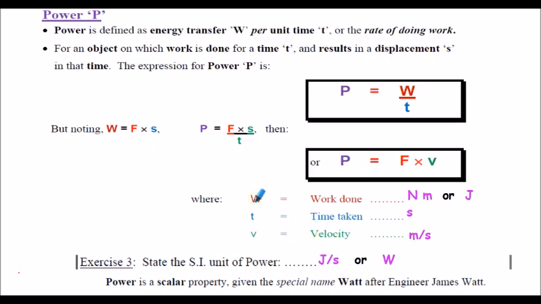Considering the units again, we know that work done is newton meters or joules. We know that time would be in seconds in the SI system, and velocity is in meters per second. In the SI system, we always determine the units from the equation given. So consider the top equation here, power is equal to work divided by time. Work would be in joules, time would be in seconds. So the unit of power could be written as a joule per second. However, we give the joule per second a special name, and I'm sure you know a joule per second is a watt. So we measure power in terms of the watt. Again, note that power is a scalar property.